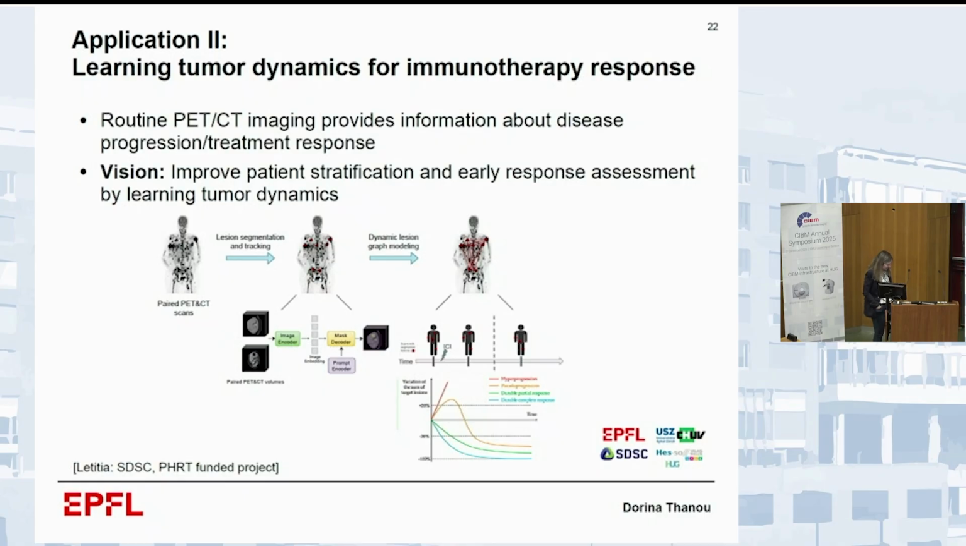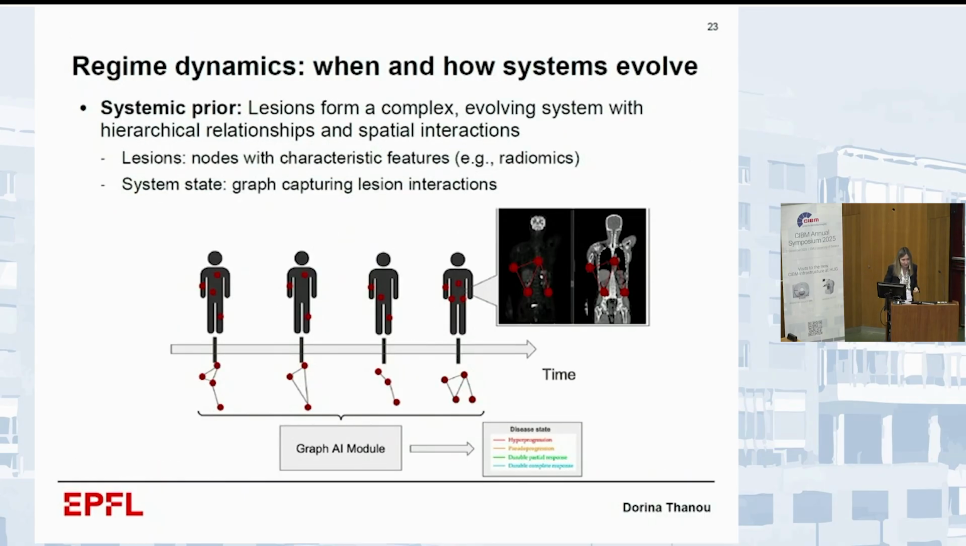So the prior that we would like to introduce is that we want to treat these lesions together. Usually what is done nowadays is that we focus at the lesion level or we aggregate all lesions together, without taking into account the systemic behavior of the lesions as a system. So basically we're modeling the lesions as nodes of a graph, and we have a set of graphs from each time point from metastatic lesions over time. And we would like to capture these lesions, this system, in such a way that we're able to detect states such as hyperprogression, progression, pseudoprogression, etc.